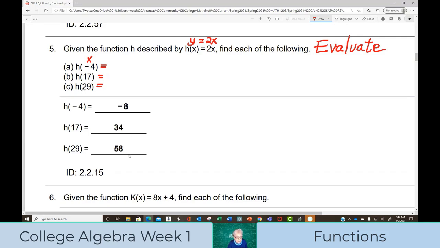Here's how you get these answers. H of negative 4 equals, well, let's write what h of x is first. H of x equals 2 times x. So h of negative 4 is 2 times negative 4, which is negative 8. And h of 17.